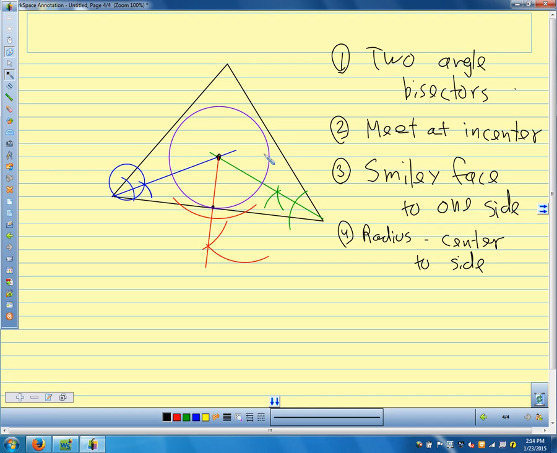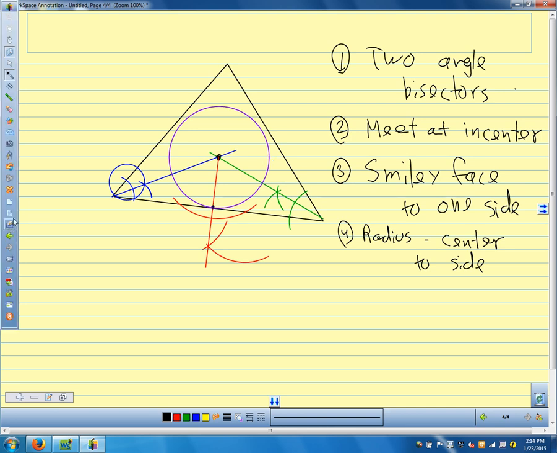So incenter means the circle ends up inside the triangle. Circumcenter means the circle ends up around the triangle. Circum means around, like we circumnavigate the globe, like Magellan circumnavigated the globe, means go around. Incenter just means it's inside. Okay? That's the difference.